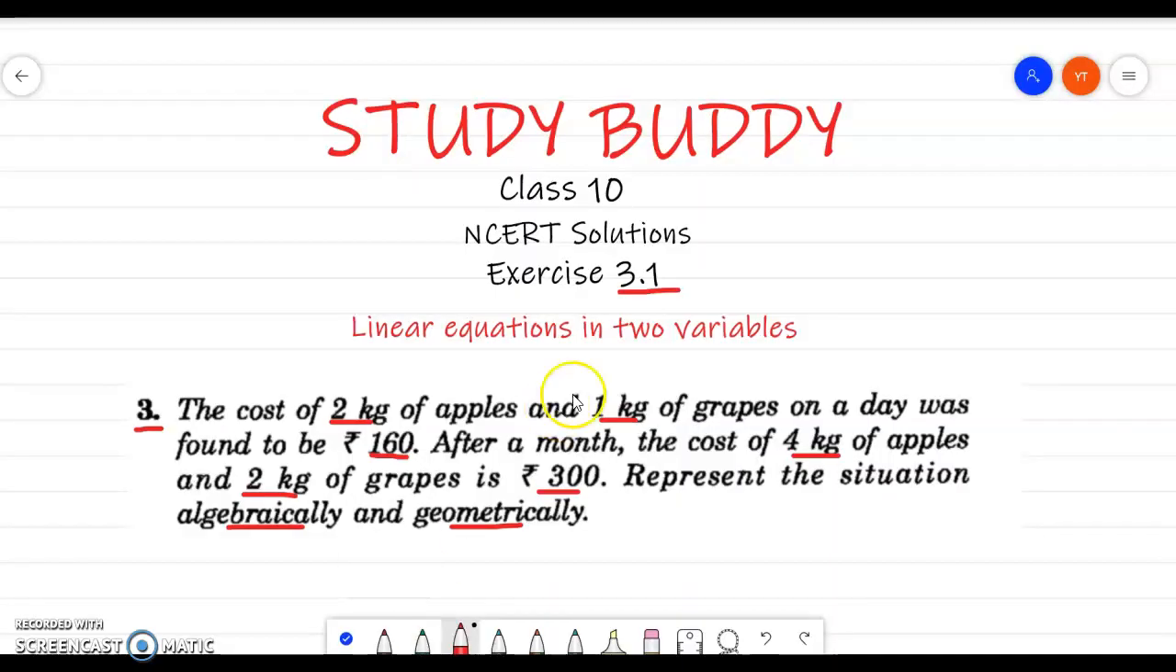So we have finished solving the third problem of this exercise.